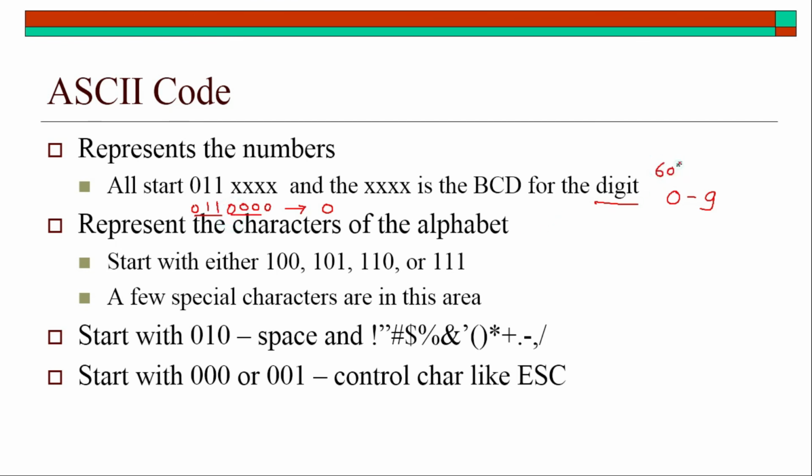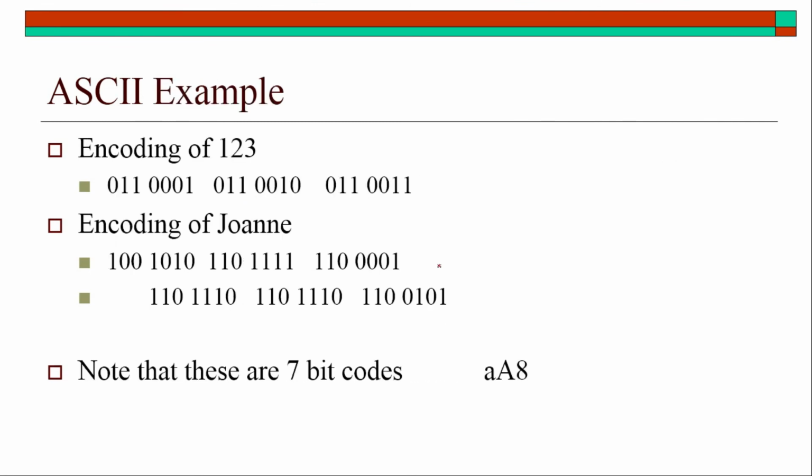60 hex is 0, 61 hex is 1, 62 hex is 2. So if I write here 9, so 1 0 0 1, 69. So 69 is basically 9. Then characters of the alphabet, they start either with 4, 5, 6 or 7. So you can see our capital letters, some examples.